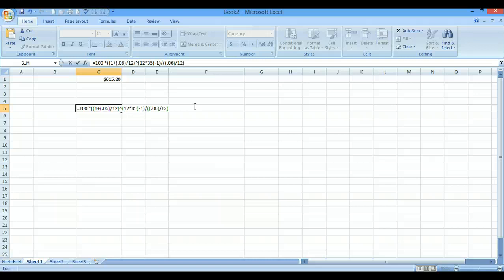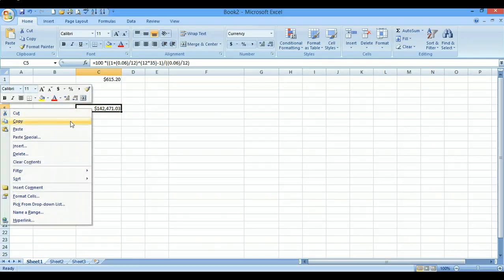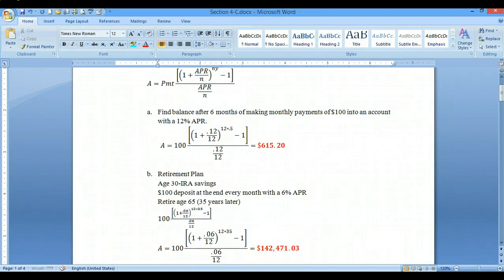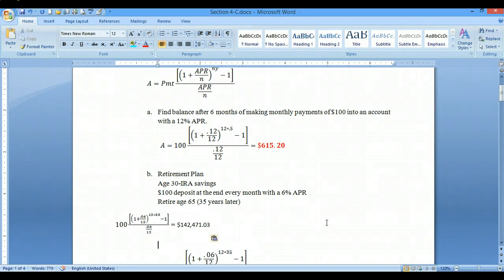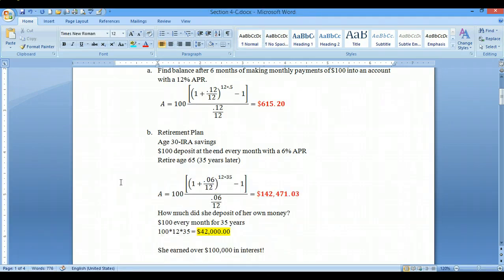Okay, so we changed out the brackets for parentheses, got the times sign in there. There we go, 142,471. I'm going to go ahead and press copy. Go back into here, equals, Control V, copy it in. There's the answer. That'll help speed you up on your homework supplements.